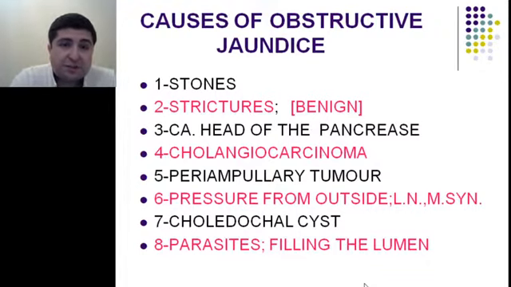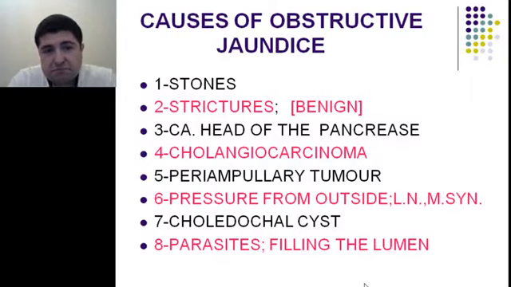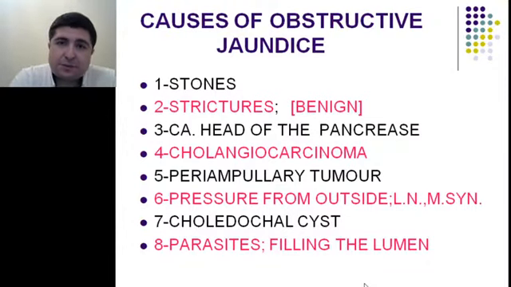The second cause is strictures. Strictures can be caused by benign problems or malignant problems. But usually strictures can be simple, not by compression, just a stricture of the common bile duct or a stricture of the papilla of Vater. And as a result, of course, mechanical jaundice.